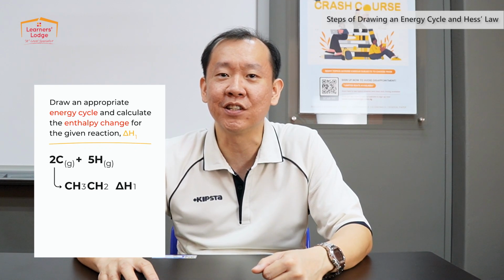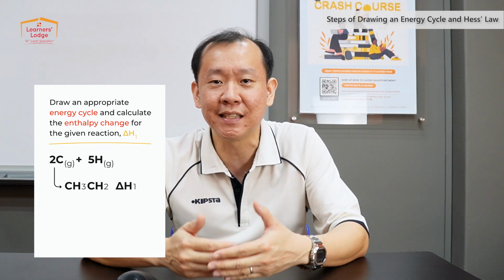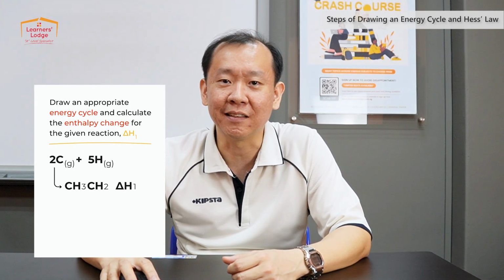Take for example, if we have this reaction where we have 2 moles of gaseous carbon reacting with 5 moles of gaseous hydrogen turning into CH3CH2, the ethyl radical, and this is an unknown enthalpy change that we are trying to find, given the following enthalpy changes that you see in the slide.